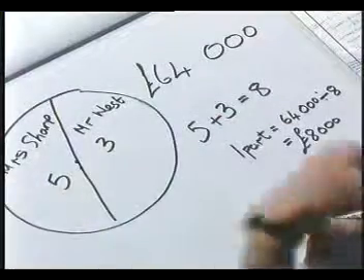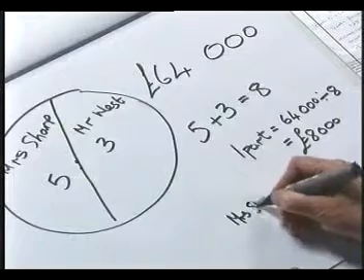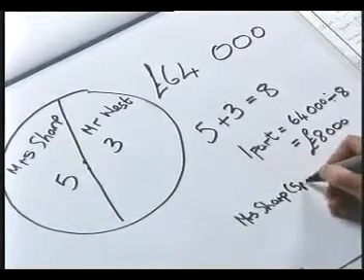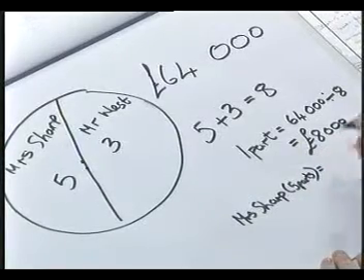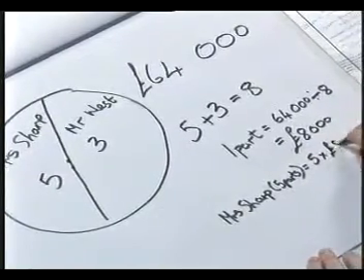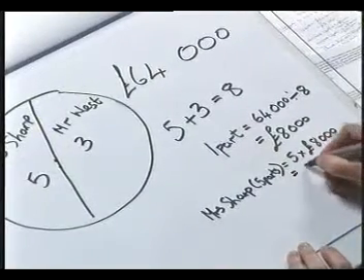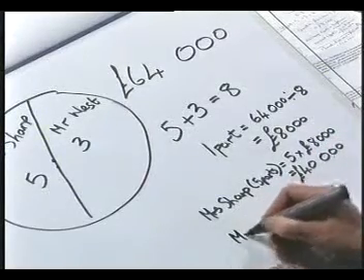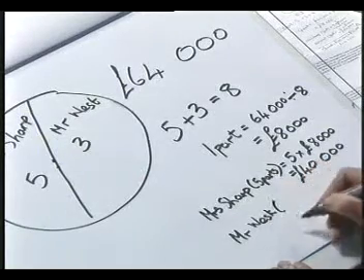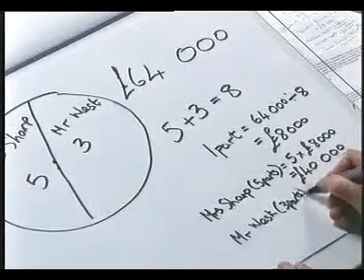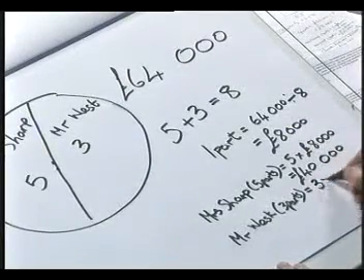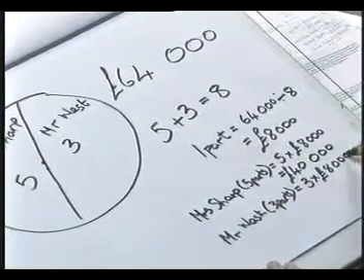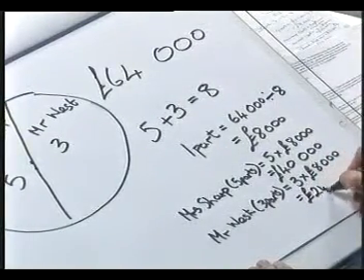And then the rest is easy. All we have to do now is take Mrs. Sharp, and she has 5 parts, and that is 5 multiplied by £8,000, which works out to be £40,000. And then Mr. West, he has 3 parts. And that is 3 multiplied by £8,000, which is £24,000. An awful lot of money.